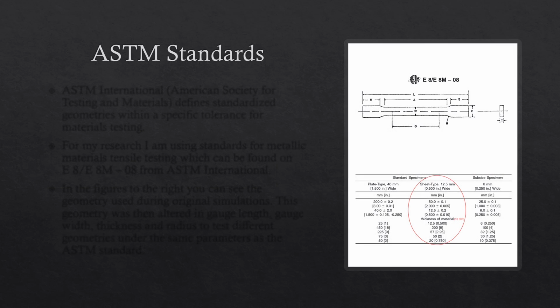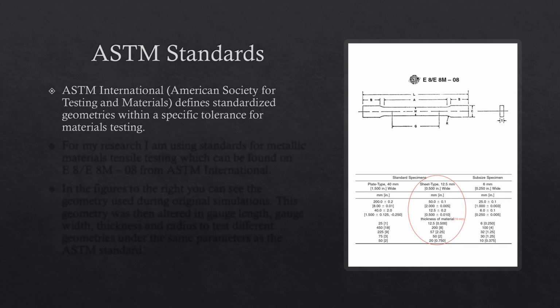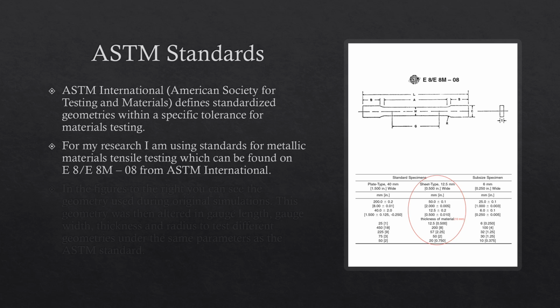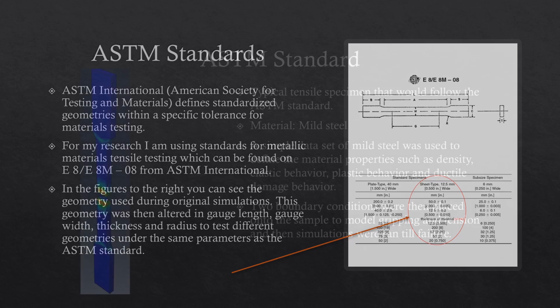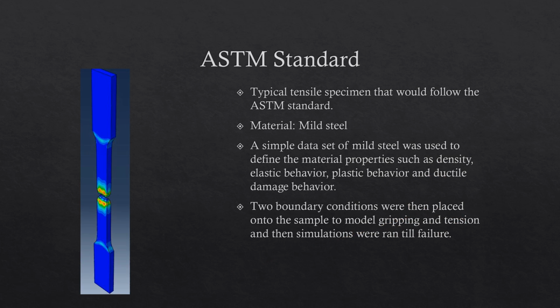Now let me give you some background information on the standardization of these tests. So the American Society for Testing and Materials defines specific geometries that encapsulate valid tensile tests. On the right, you can see the parameters I used during the simulations. Once I was able to get good results for this ASTM standard, I then began to alter features on the specimen. Here we have the ASTM sample that was simulated through Abaqus.